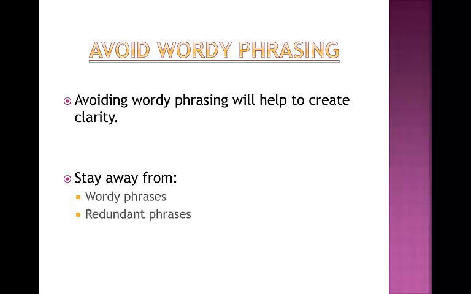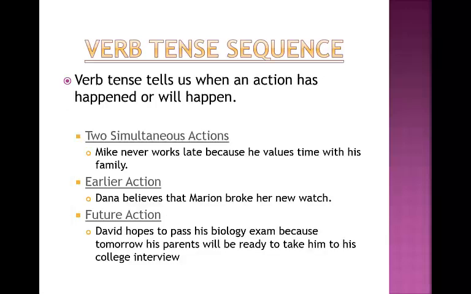Similarly, you want to avoid redundant phrases. Saying something like, "She was very smart and intelligent." Well, smart and intelligent mean the same thing, so you really only need to use one of those words, okay? And that's what we mean by avoiding wordy phrasing. It's all about clarity, being clear and direct and concise.